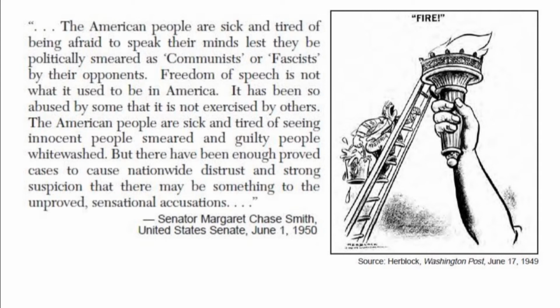"The American people are sick and tired of being afraid to speak their minds lest they be politically smeared as communist or fascist by their opponents. Freedom of speech is not what it used to be in America. It has been so abused by some that it is not exercised by others. The American people are sick and tired of seeing innocent people smeared and guilty people whitewashed. But there have been enough proof cases to cause nationwide distrust and strong suspicion that there may be something to the unproved sensational accusations."